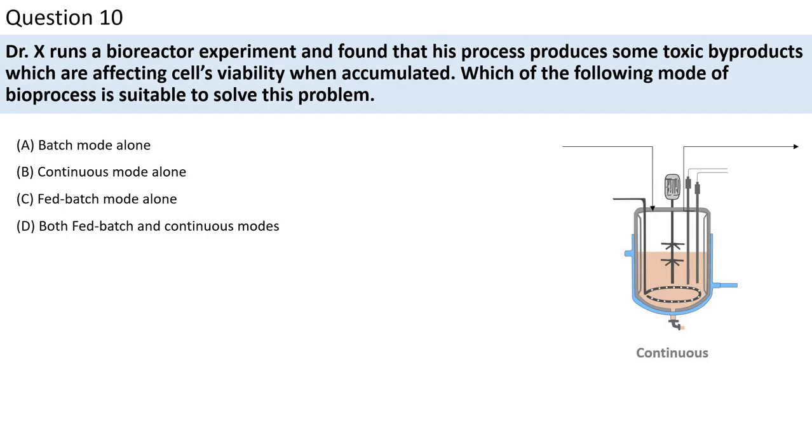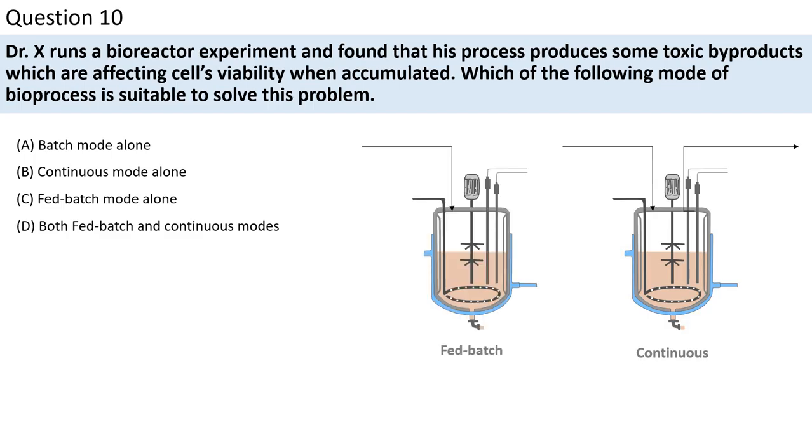In that case, continuous mode of operation is one of the preferred ways, because when lactic acid or acetic acid reaches a specific concentration, it will be removed continuously from the medium, and the cells will be recycled back into the medium. So we can maintain the product at a concentration that is not toxic for the cells.